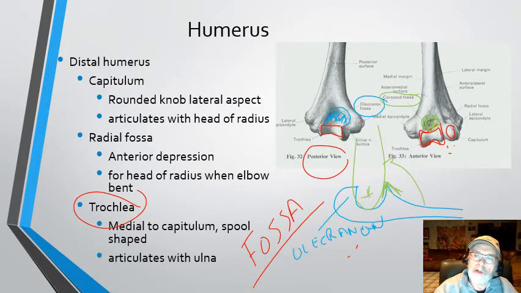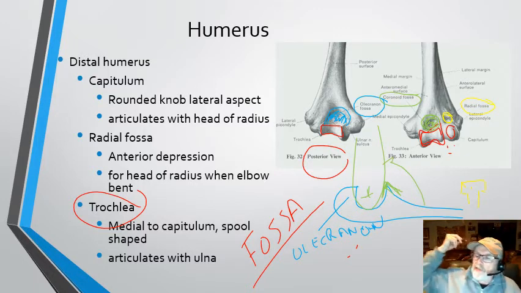Perfect. One other little area I want to show you here as well. Right here is a little area called the radial fossa. Now that radial head I mentioned was like a little disc. When I flex the elbow up, the top of that disc has somewhere to go. Where is it going to go? It goes in that radial fossa.